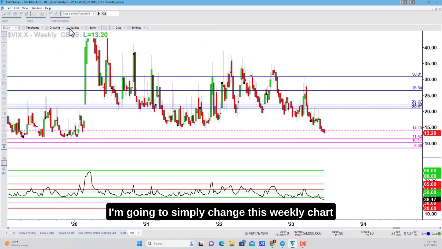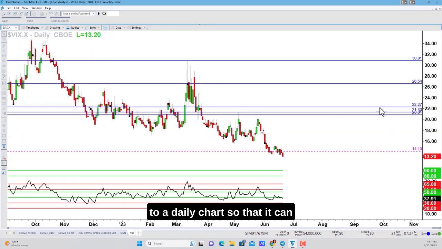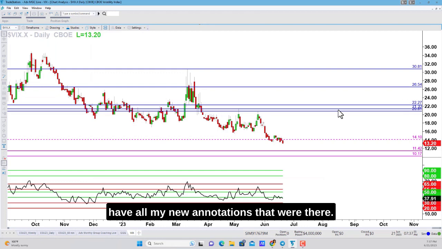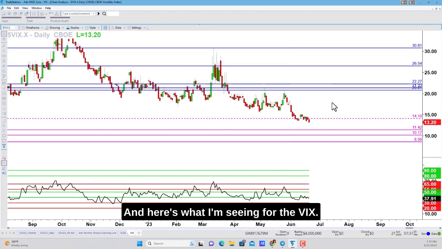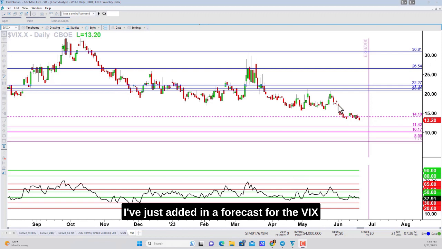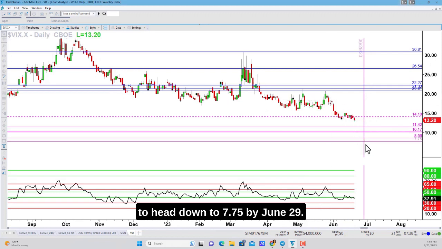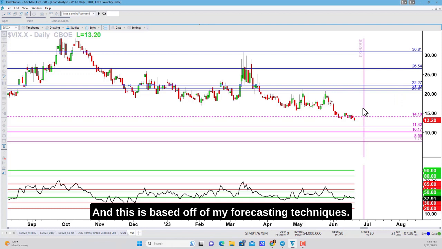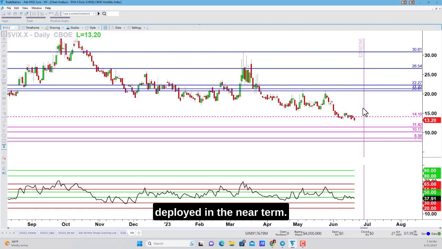I'm going to simply change this weekly chart to a daily chart so that it can have all my new annotations that were there. And here's what I'm seeing for the VIX. I've just added in a forecast for the VIX to head down to 7.75 by June 29th. So that's Thursday, June 29th. And this is based off of my forecasting techniques. I have beginner level foundational ones in the loss forecasting trading system, and then I take it up a notch in the advanced loss forecasting system. And the techniques to come up with this result are taught there. I'm just showing you the results deployed.